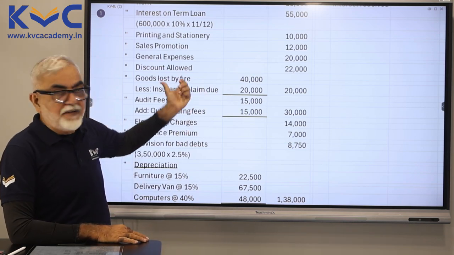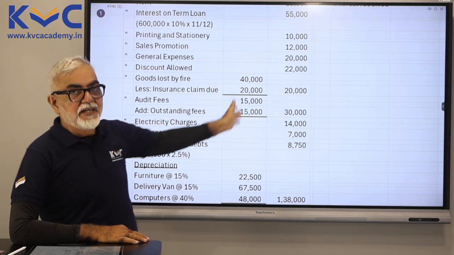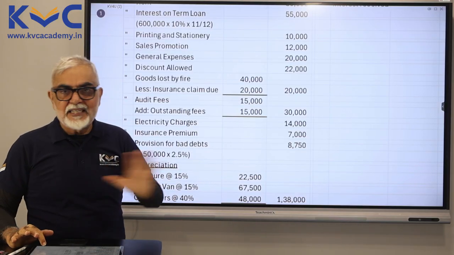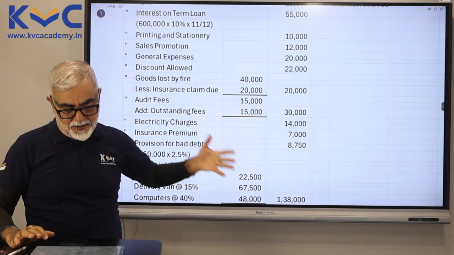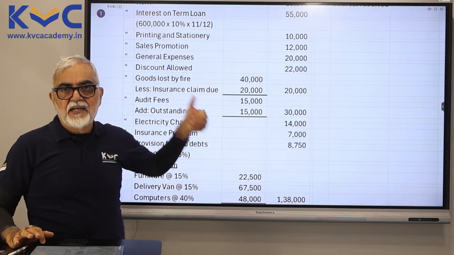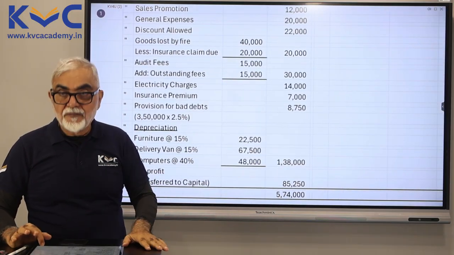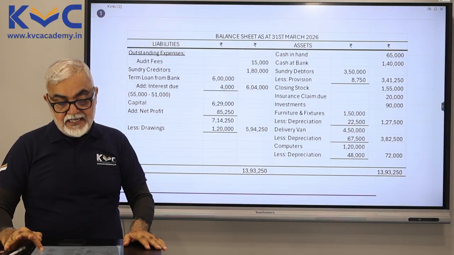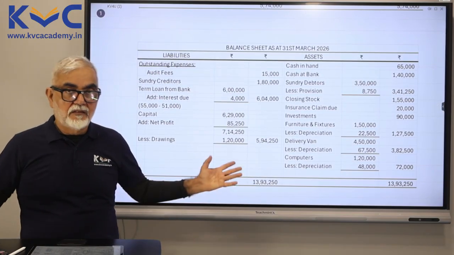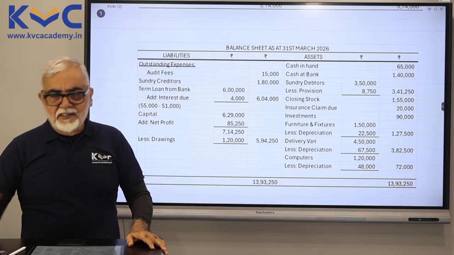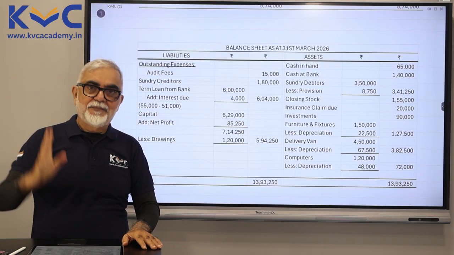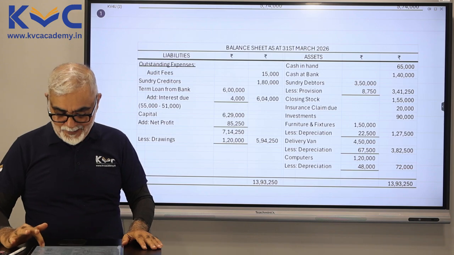15,000 was paid only for half year. Another 15,000 for another half year. So 30,000. Show audit fees as outstanding expense. That is all. Then depreciation, furniture, delivery van and computers, which is straightforward. So the balance sheet also would be simple and straightforward. 10-mark question. Definitely worth 15, but considering the time, keep cool, keep going.